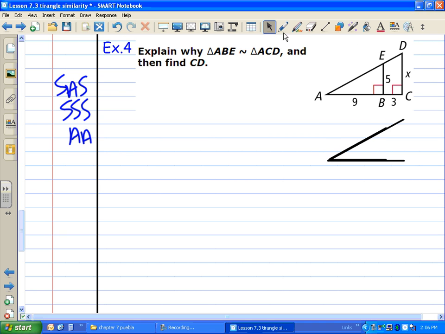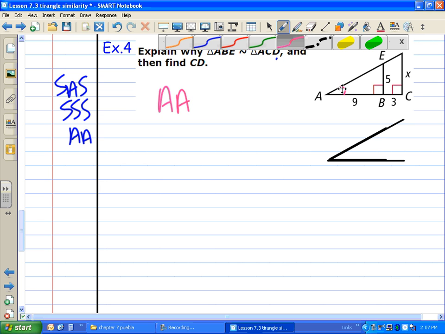So guess what? I have another pair of identical angles right in here. So this small triangle and this big triangle are similar because of angle, angle, because they each share two same angles. Therefore, they're similar. Now, the question's also asking, find CD. Find this one over here.